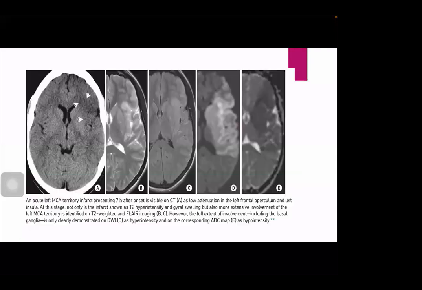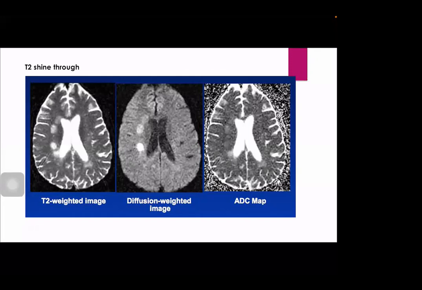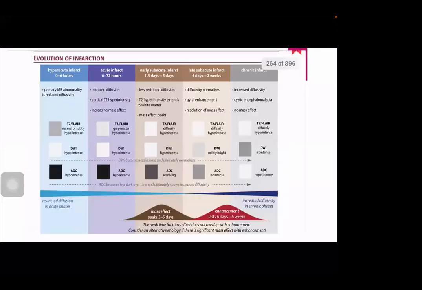Here is the T2 shine through artifact. We have these lesions that are hyperintense on the T2 weighted sequence. On DWI they are also hyperintense, but when we get the ADC map, they are also high signal intensity, indicating that they are due to a more chronic process rather than an acute infarction. The signal intensity on the MRI also varies according to the age of the infarction.